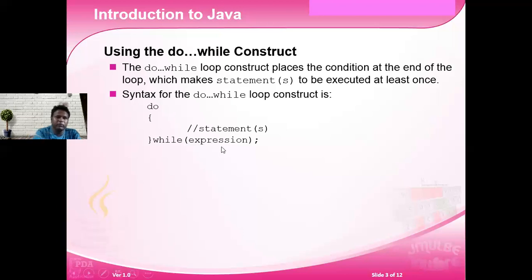The difference between while loop and do while loop is what? In a while loop, if your condition is false, no statement is executed. In the do while loop, if your condition is false, then at least one time your statement is executed. So that is the difference between the while loop and the do while loop.